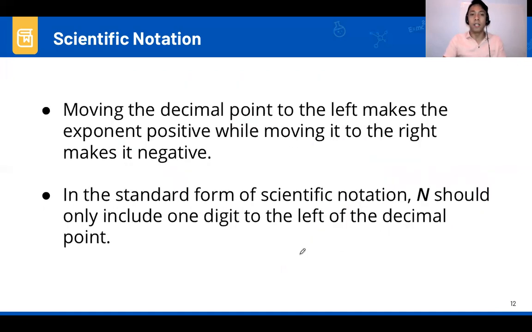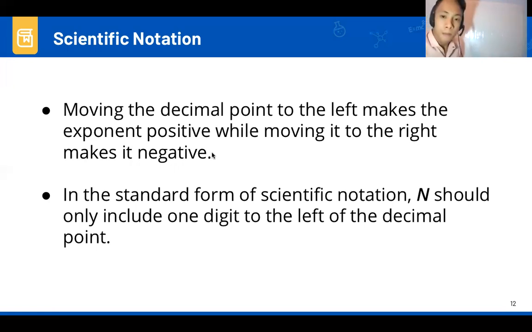And so let's continue. So how to transform a standard notation to a scientific notation. When we say standard, I will do this one first. I will change my camera first. Ayan. Dito tayo sa board natin.